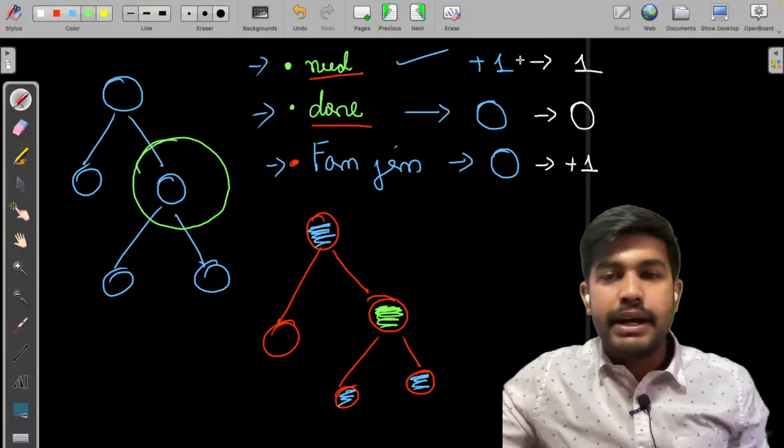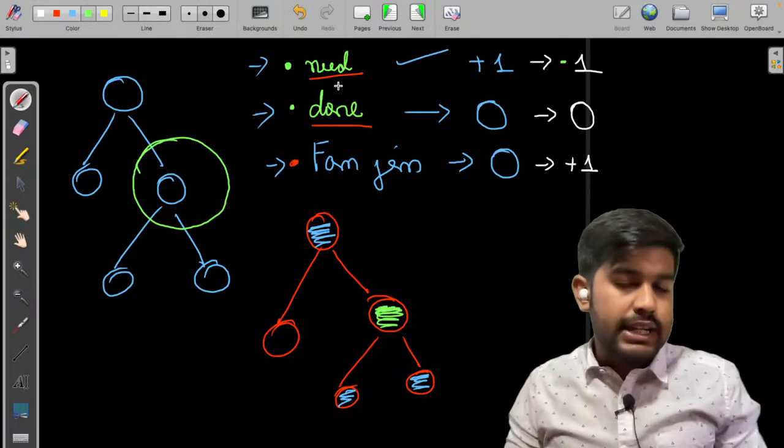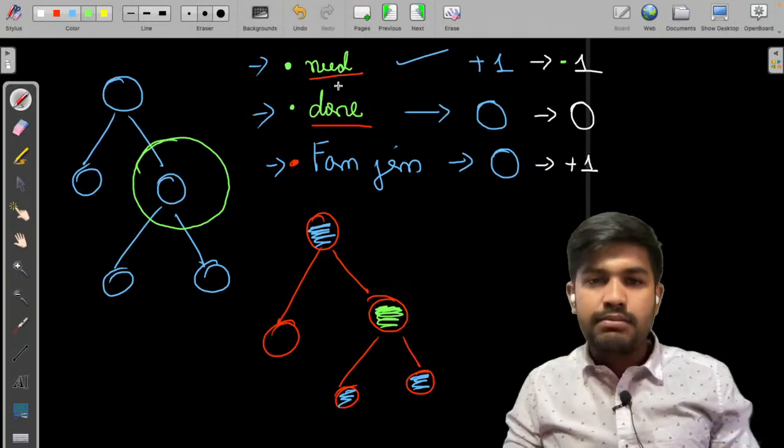So let's make it -1. Okay. So if we need a vaccine, it would be -1. If I am done with the vaccine and I can't provide to someone else, then 0.